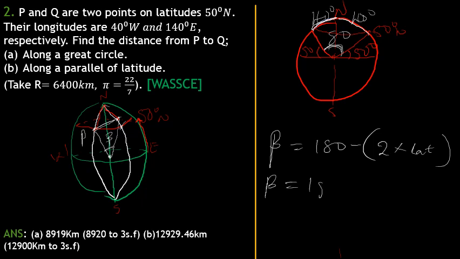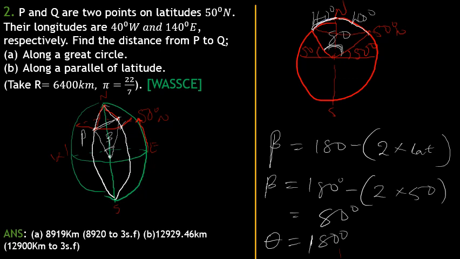Our beta is 180 degrees minus 2 times the lat, which is 50, that is 100. 180 minus 100 will give us 80 degrees. That's our beta. But don't forget that our theta is still the angular difference. That's 40 degrees west plus 140 degrees east, that's 180 degrees. So we are now going to use this to find the distance along the great circle.